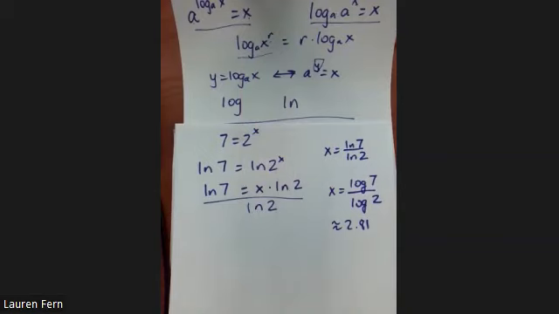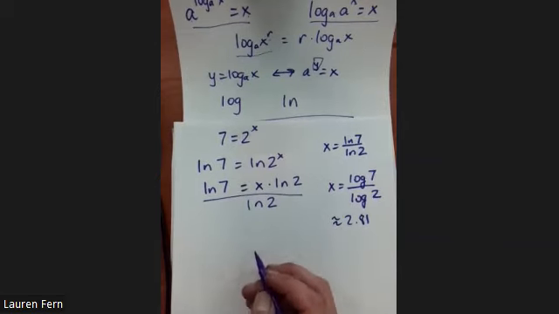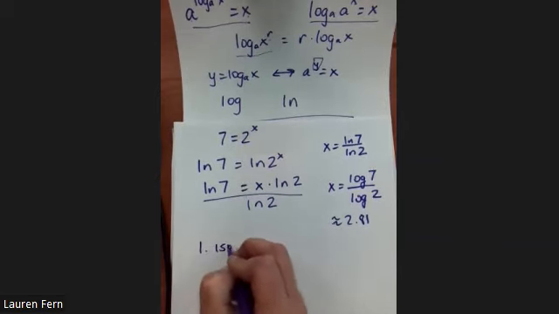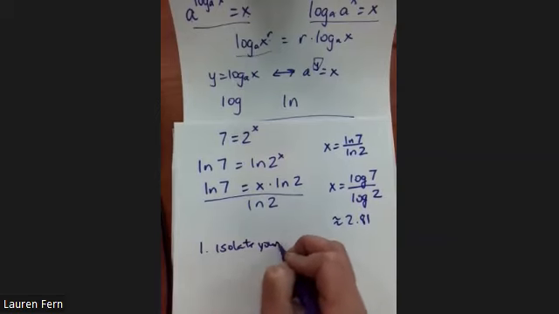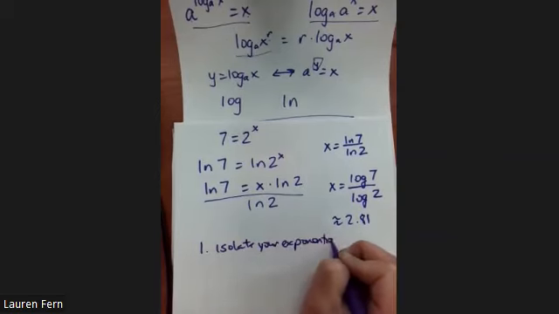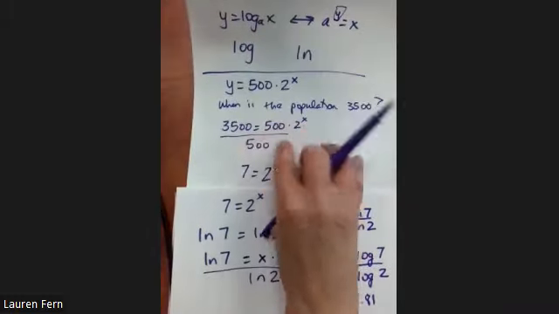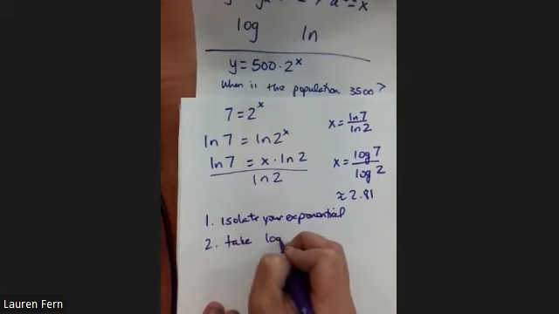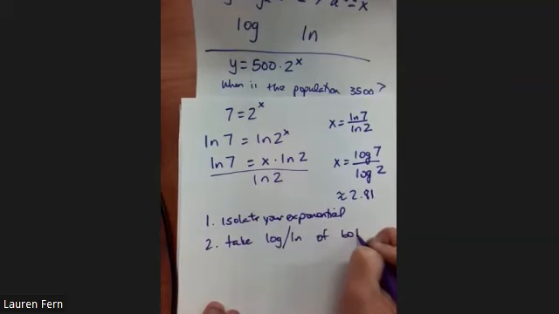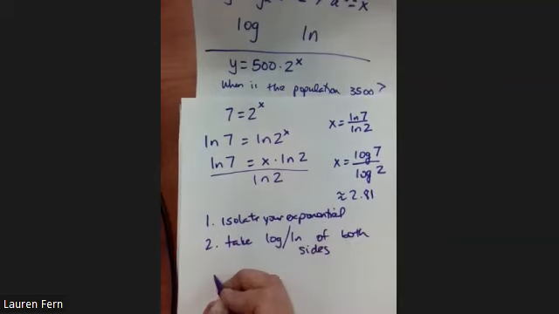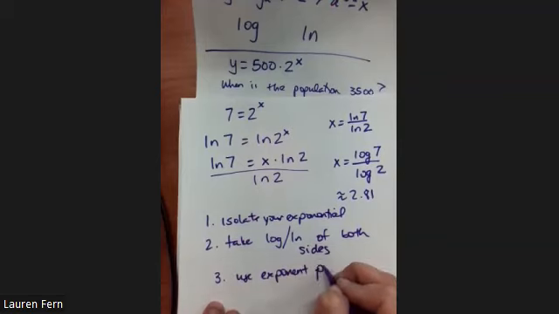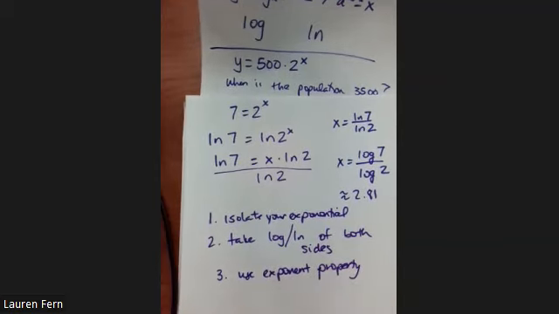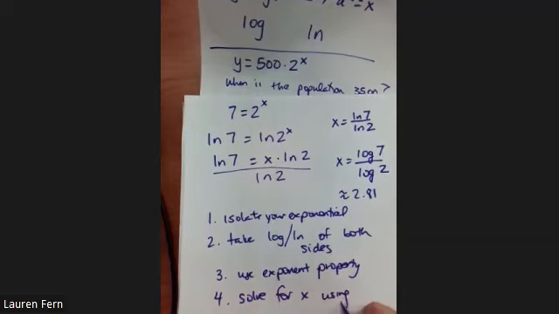All righty. So some key steps. First thing you want to do is isolate your exponential. That's what I did here, first by dividing by 500. Take the log or natural log of both sides. Use the exponent property. And then solve for x using algebra.